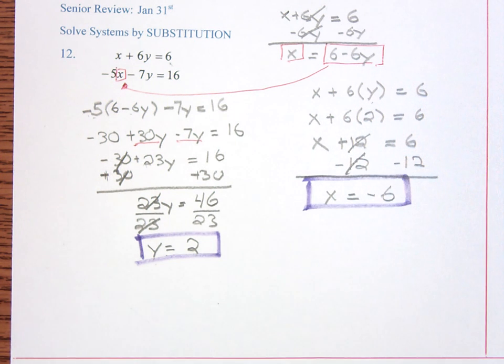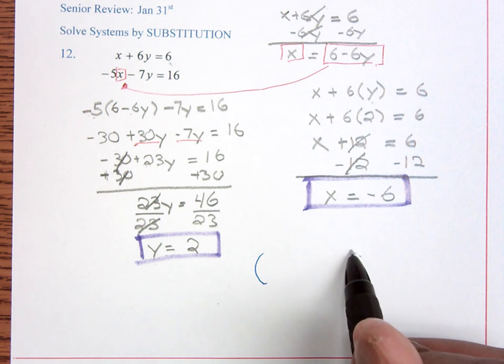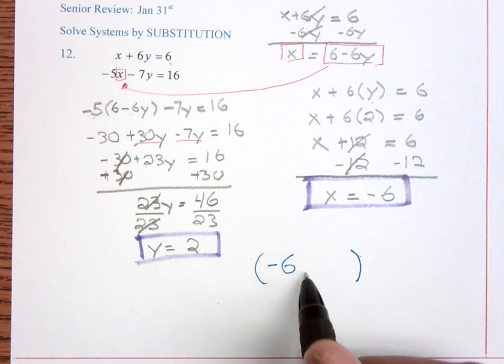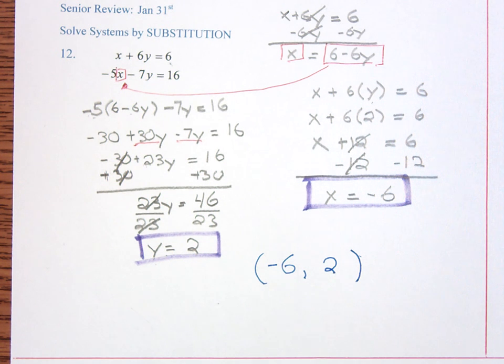Our solution has two parts, and we want to write this as an ordered pair. The ordered pair means that the order matters, and x has to come before y, so we have to put the negative 6 first, and then a comma, and then the 2. And that's our final solution. The ordered pair, negative 6, 2.